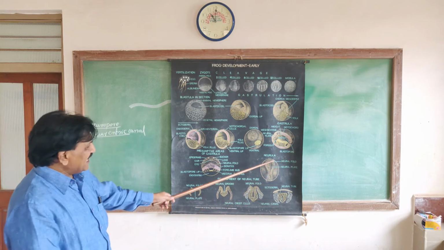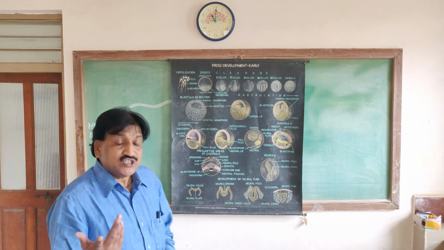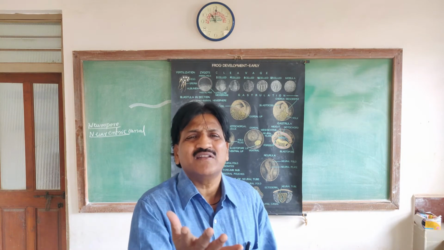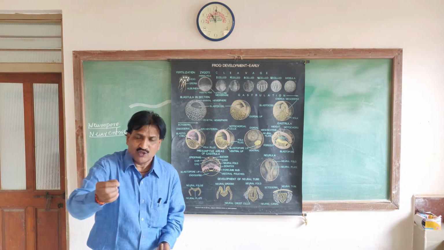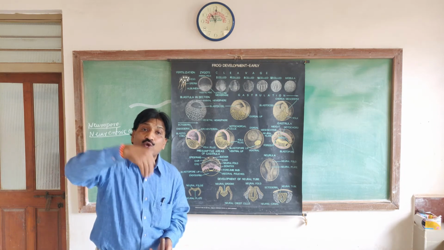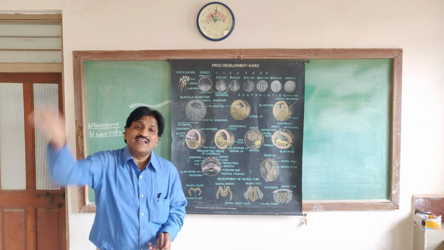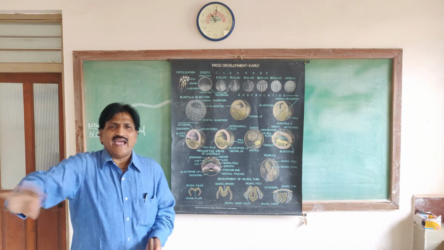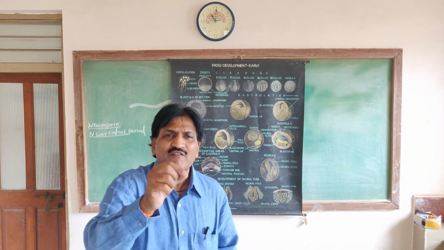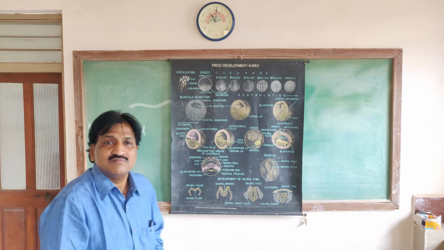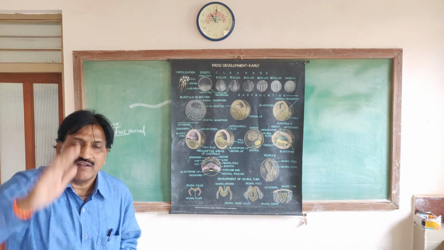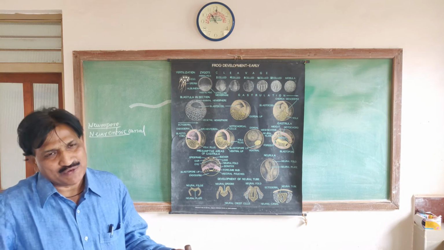Now here there is a diagram of the neurula. So what is the neurula? It is very simple: the embryo with the neural tube is called the neurula. The neural tube starts from the neural plate, then the neural fold, then transforms into the neural tube. The combination of the embryo with the neural tube is called the neurula. The formation of the neural tube is called neurulation.